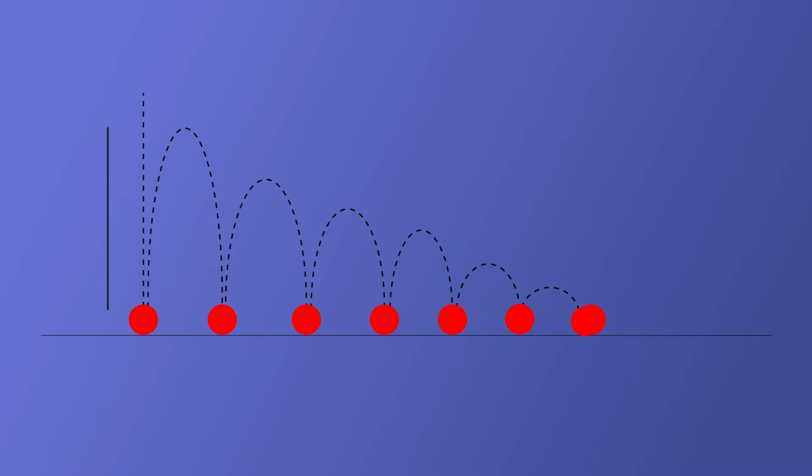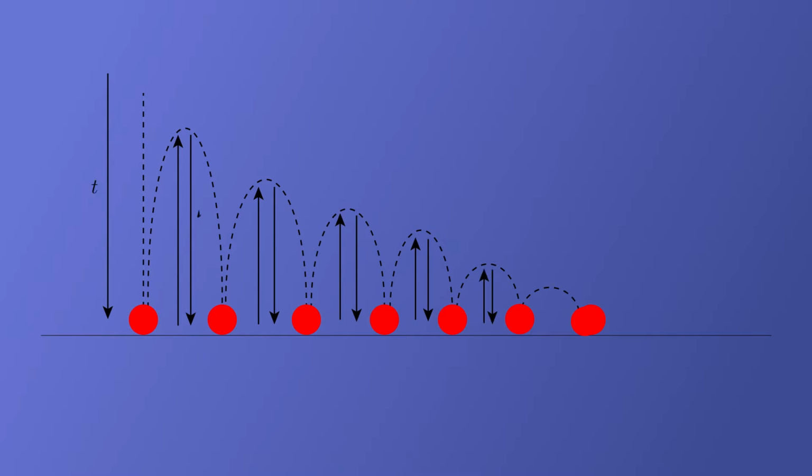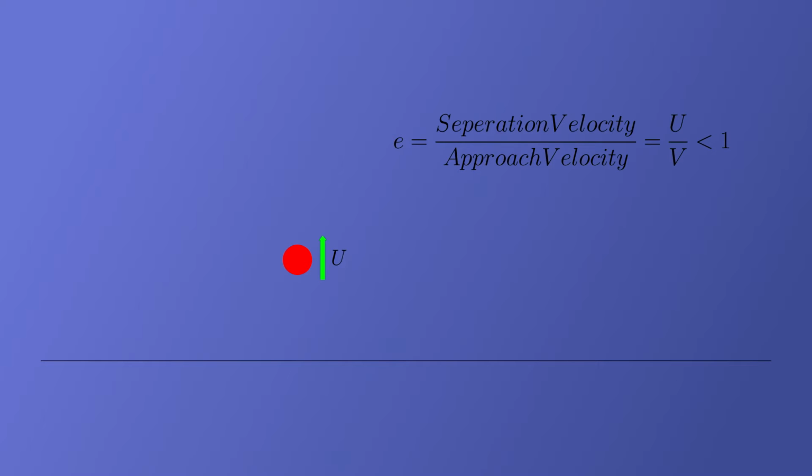complete rest. The time taken to reach the maximum heights for each successive bounce is given by t, t1, t2, t3 and so on. As you can see, these time periods go on decreasing. This is because after every bounce, the ball loses some kinetic energy and hence there is a reduction in velocity. The ratio between the separation velocity and the approach velocity is called the coefficient of restitution.